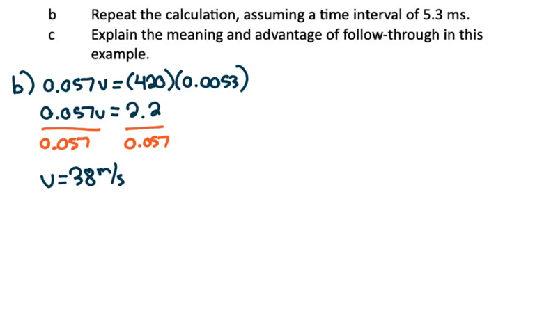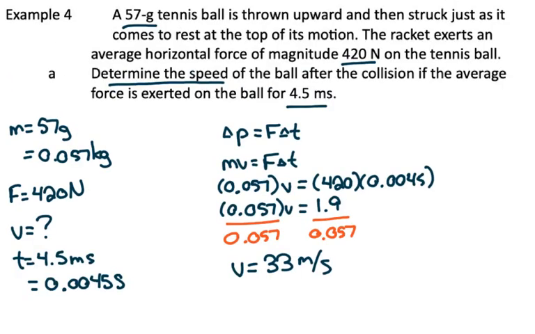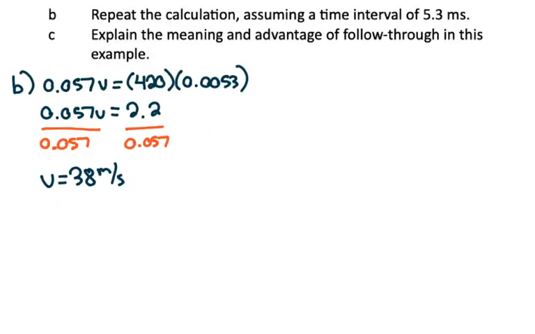So this is where we'll pull in that concept of follow-through on hitting a ball. What follow-through means is you actually carry the tennis racket, the bat, the hockey stick, the whatever you're using, and you try to keep it in contact with the ball as long as possible. Now, we're only going from 4.5 milliseconds to 5.3 milliseconds, but we can see there is a clear difference. The speed with a 4.5 millisecond hit is 33 meters per second, and with a 5.3 millisecond hit is 38 meters per second. So what does follow-through do?